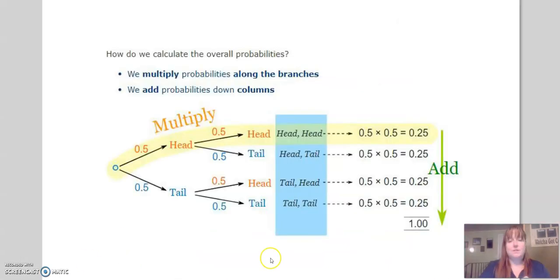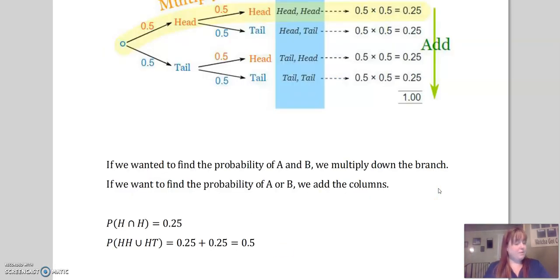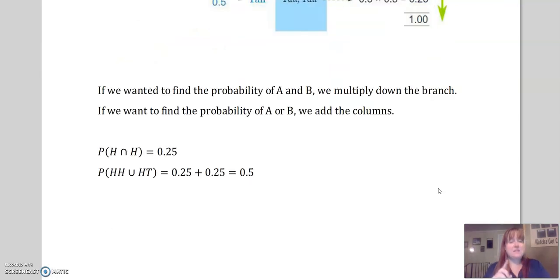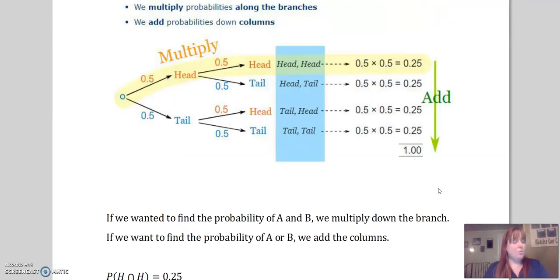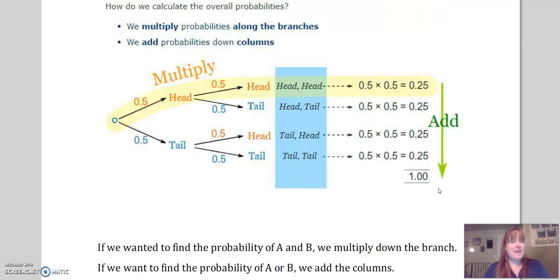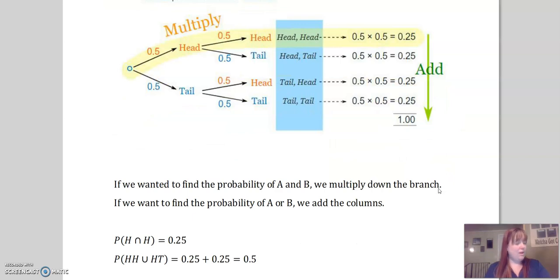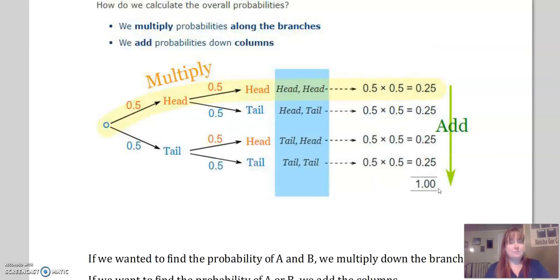But what happens if I want to find the probability of or? I found that the probability of heads and heads is 0.25. Well, what's the probability of heads and heads or heads, tails? I want to now find the probability of this branch. We already found the probability of this branch. It's 0.25 because you just multiply. But then what's the probability of heads, tails as well?